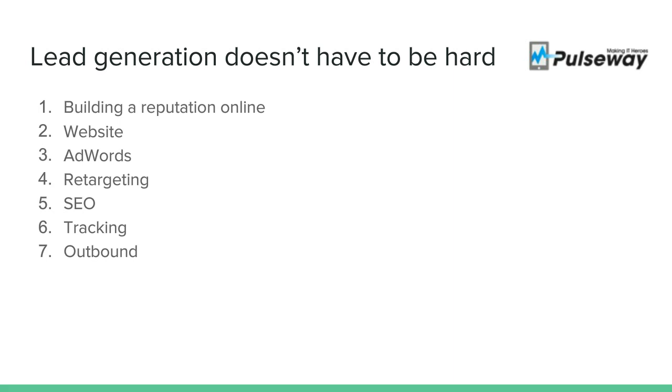AdWords is a quick access. I know SEO takes some time to be ranked, so the quick answer is always an effective AdWords campaign that's tracked and measured. Retargeting, which is closing the loop. SEO tracking: make sure you're tracking every single campaign. If I spend $5,000 on campaign A, I know how much money I generated from that campaign, and I know if it's effective. I should know exactly every single dollar I've generated from that particular campaign and what my return on investment was. And if I don't, I'm not doing my job correctly.